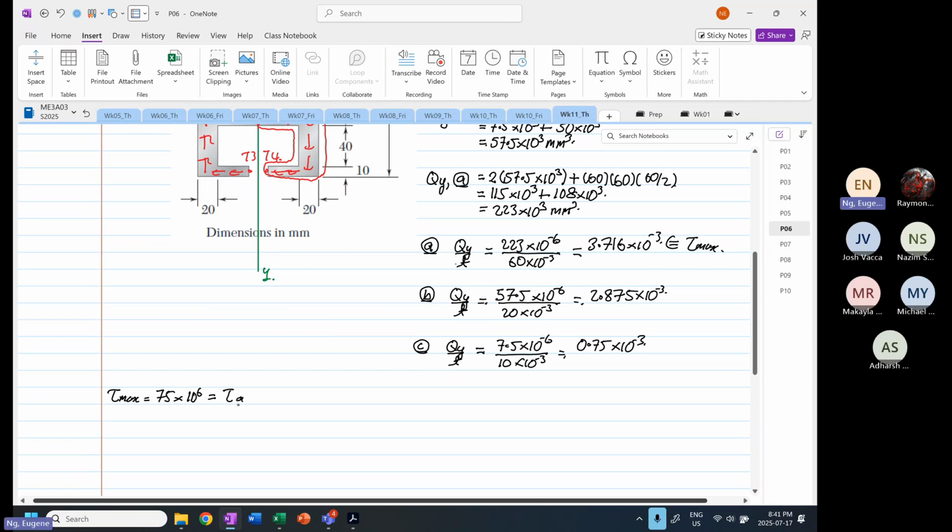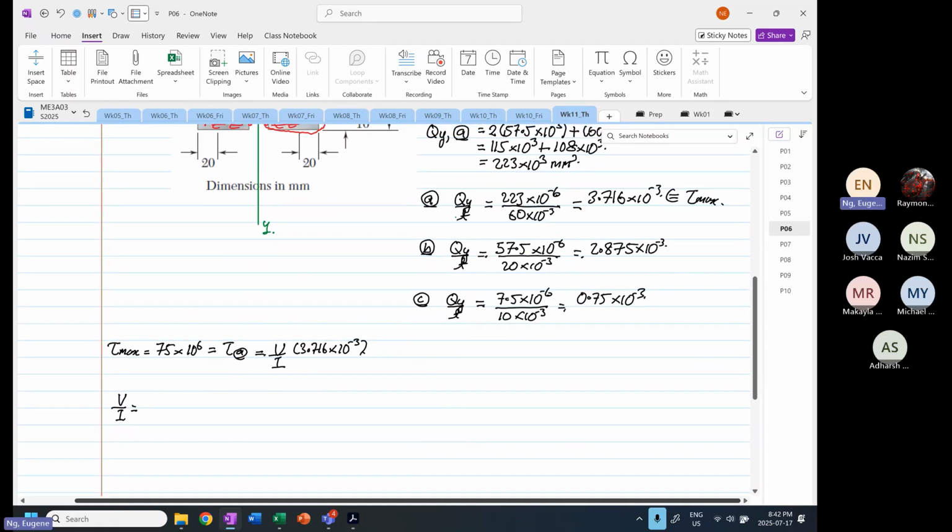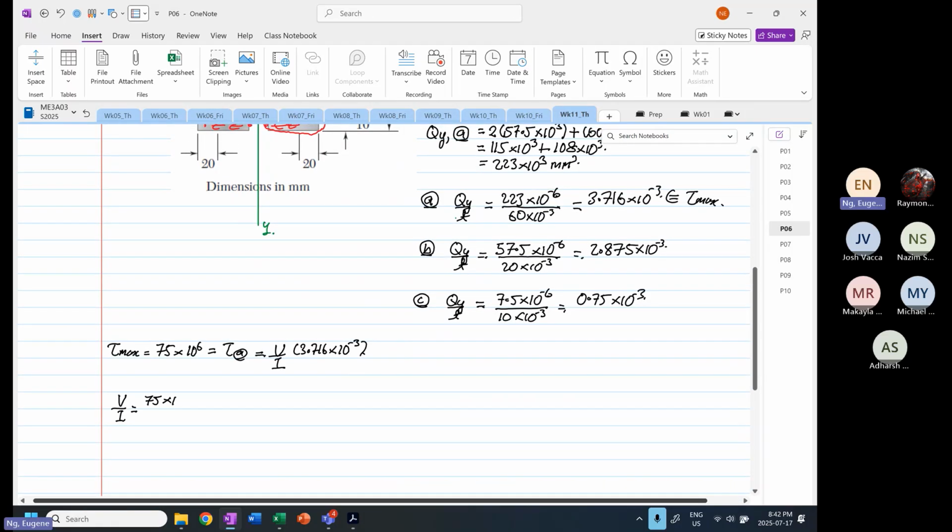Which is equal to the shear stress at point A, which is equal to V over I multiplied by 3.716 times 10 to the power minus 3. So the V over I ratio, which is constant regardless of the points that you take, is 75 times 10 to the power 6 divided by 3.716 times 10 to the power minus 3. Okay, so that is equal to 20.183 times 10 to the power 9.